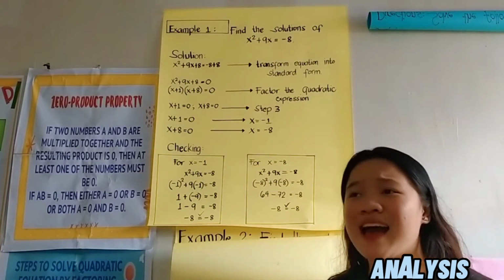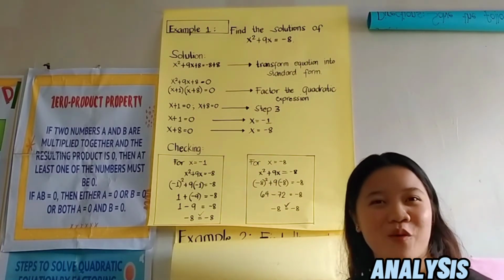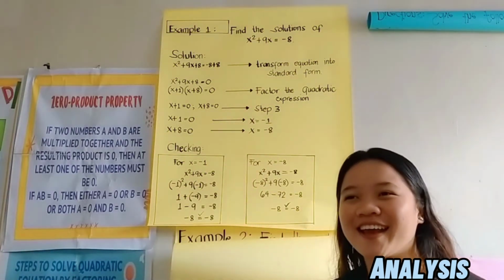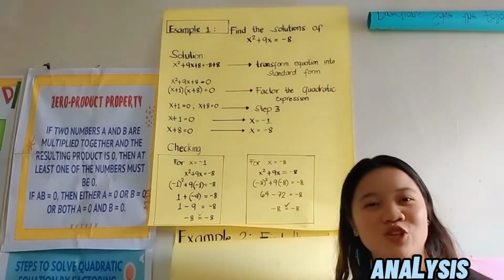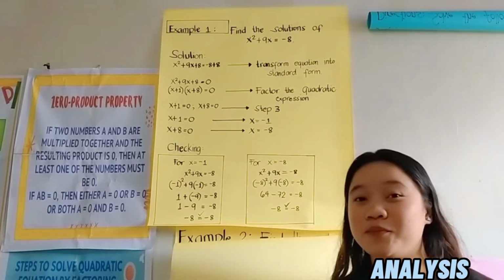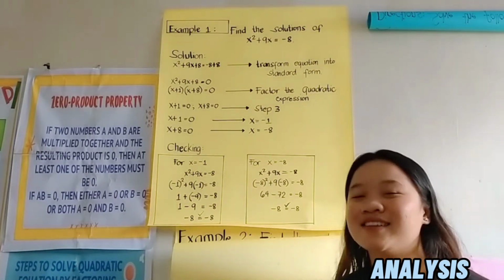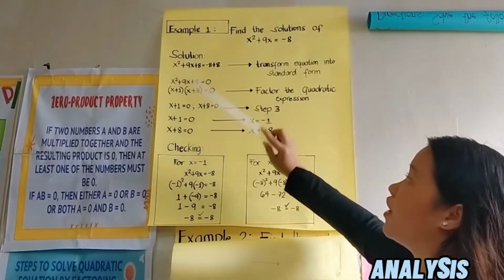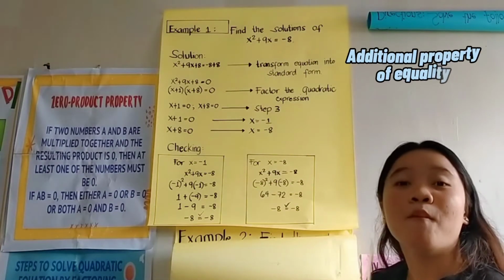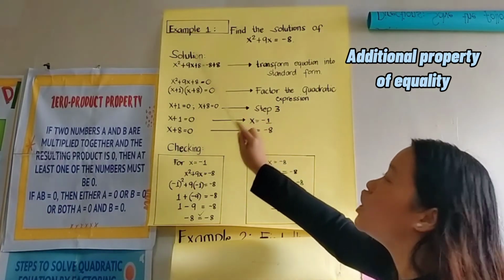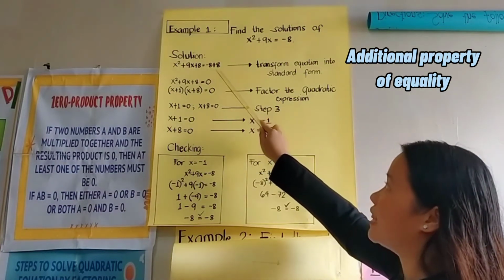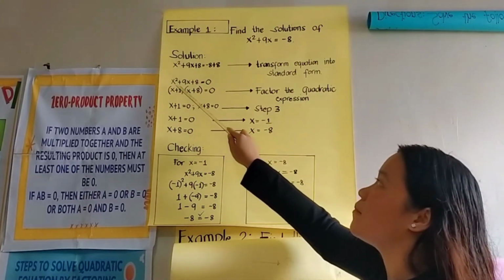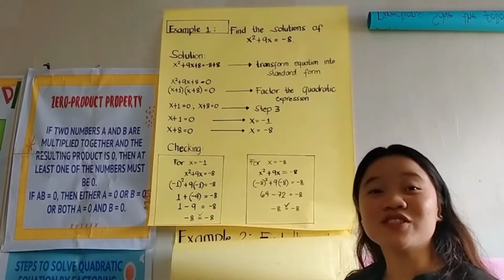Now, again, class, what is the standard form of a quadratic equation? Anyone? Yes, Team Blue. You're correct. The standard form of a quadratic equation is ax squared plus bx plus c equals 0. Now, how do we transform this into standard form? We need to add positive 8 to both sides so that negative 8 plus 8 equals 0. And we then have x squared plus 9x plus 8 equals 0.